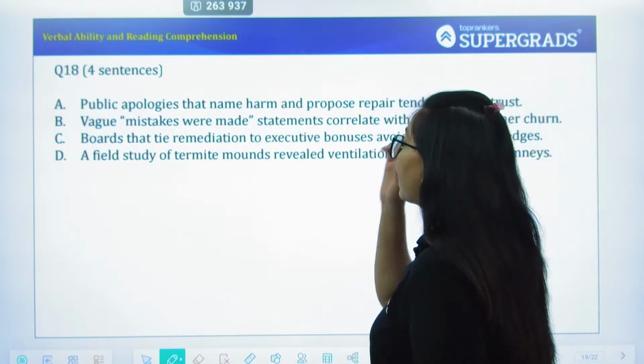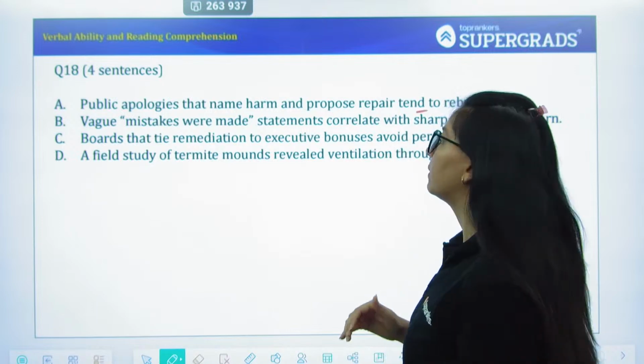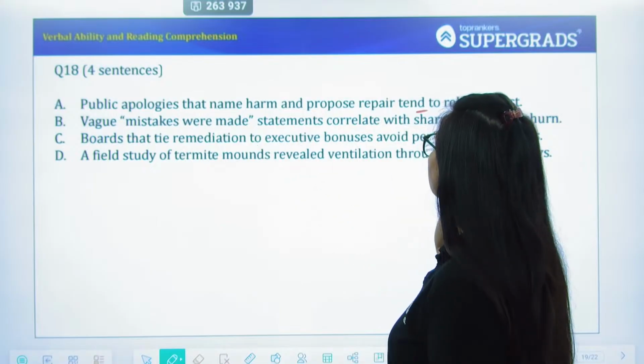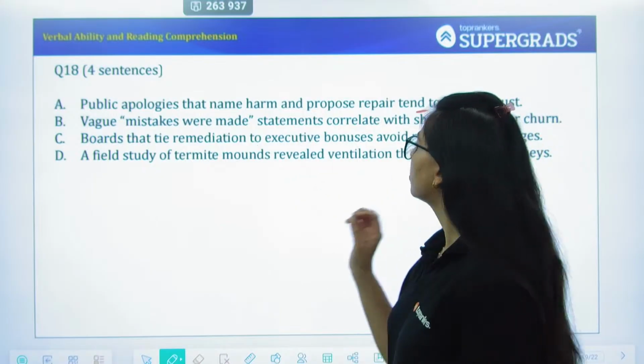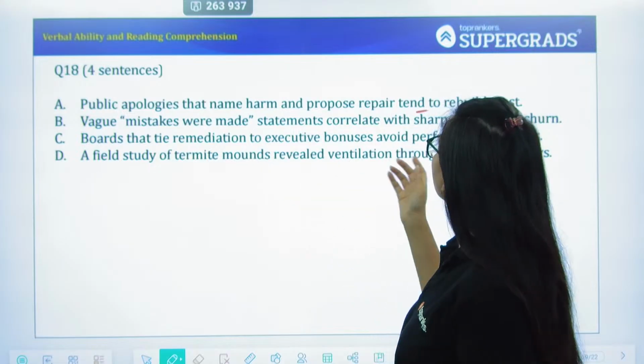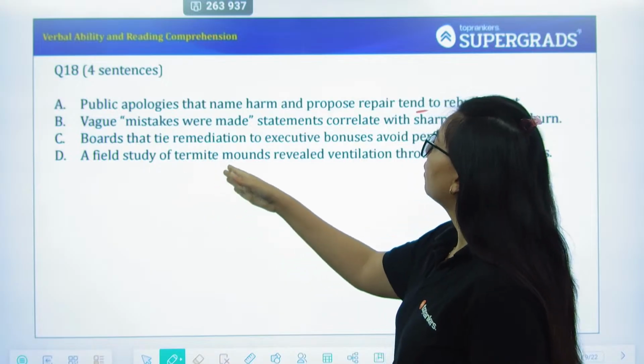Let's see. Public apologies that name harm and propose repair tend to rebuild trust. Okay, that's how you can rebuild trust. Vague "mistakes were made" statements correlate with sharper customer churn. Boards that tie remediation to executive bonuses avoid performative pledges.